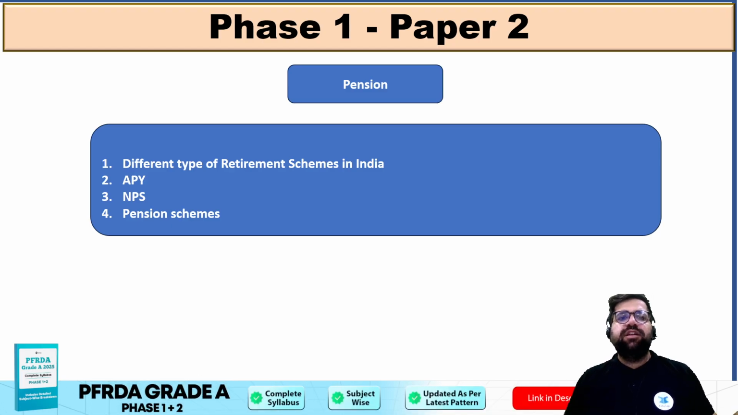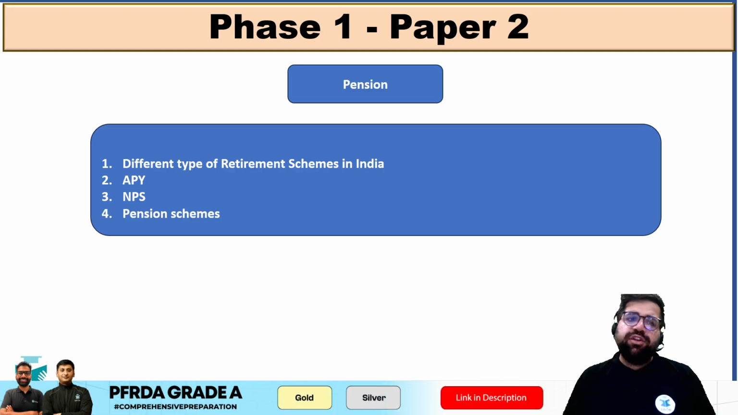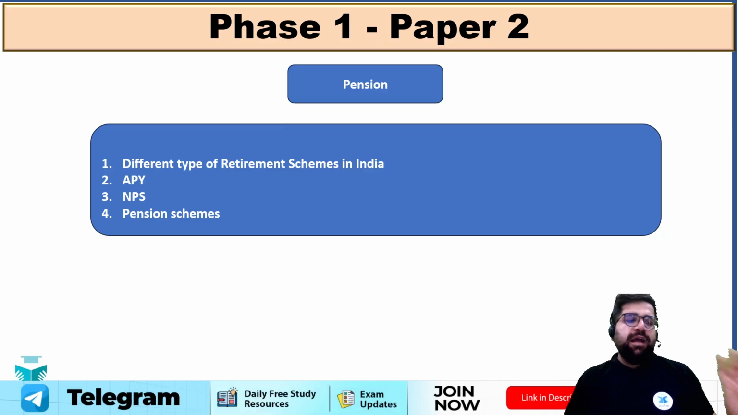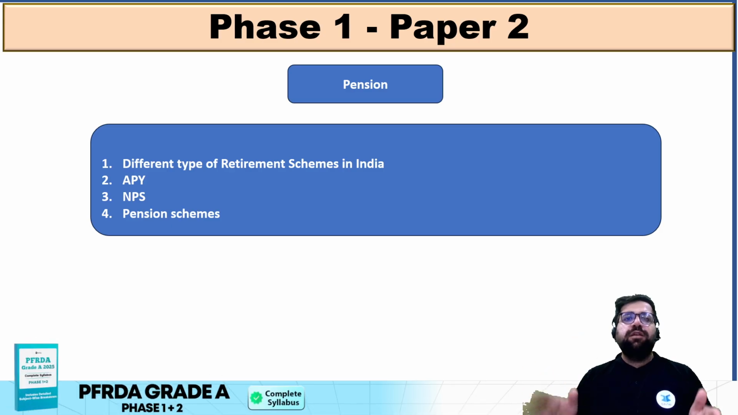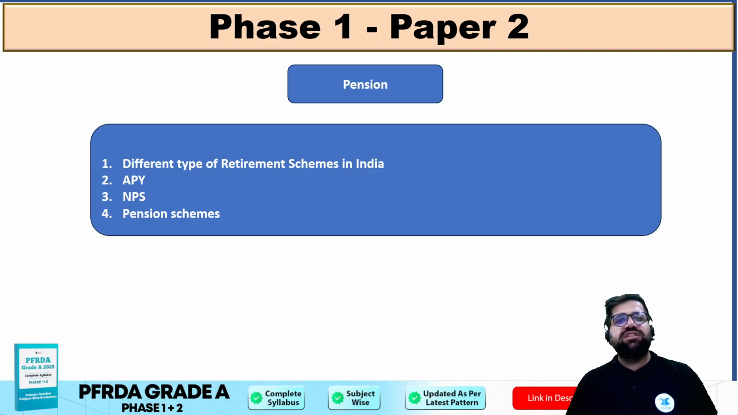First, I again repeat, different type of retirement schemes. You have EPF, PPF, and all that stuff. Then revise Atal Pension Yojana. Then you have to revise National Pension System scheme, and then you also have to focus on certain pension schemes which are run by the government of India. Right, so these are the different topics of pensions which I have to do.